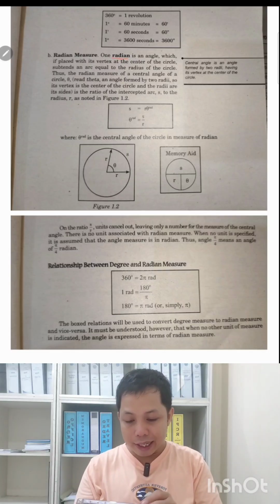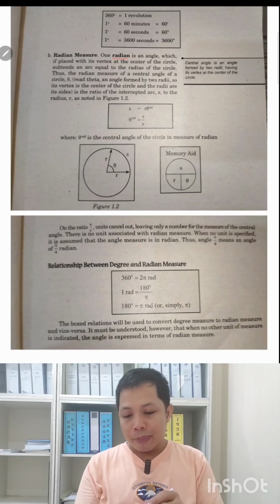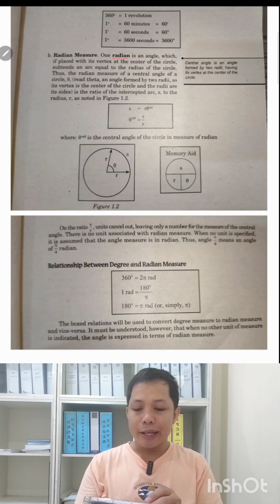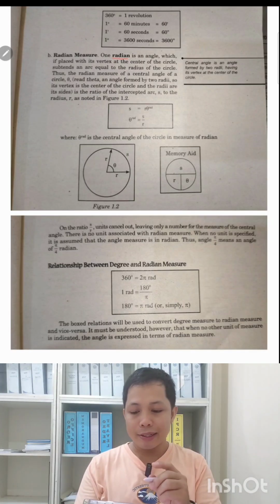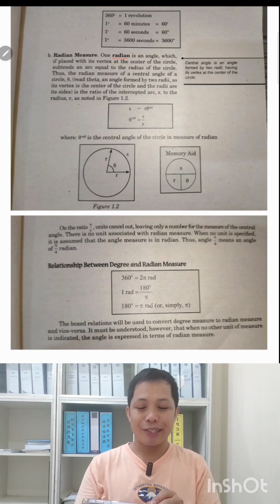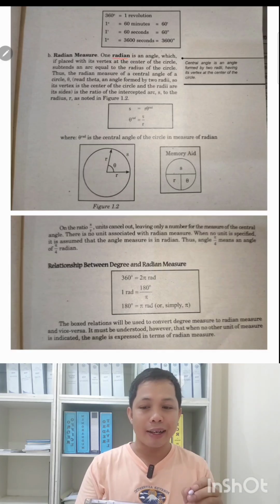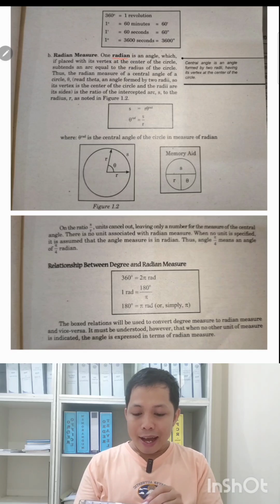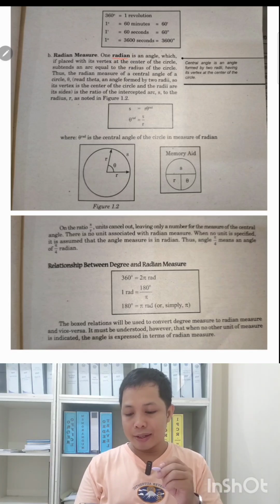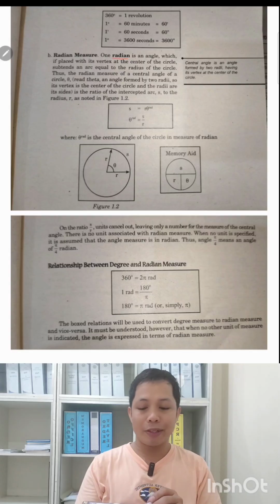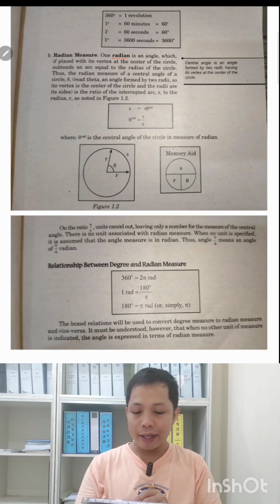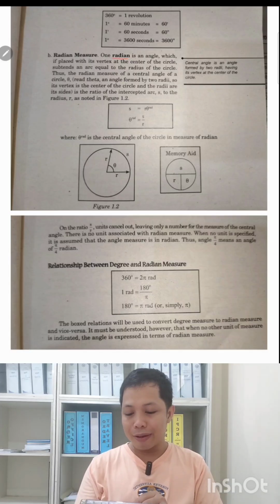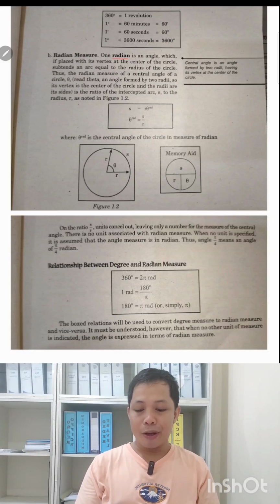1 radian is an angle which, if placed with its vertex at the center of the circle, subtends an arc equal to the radius of the circle. Thus, the radian measure of a central angle of a circle, theta, an angle formed by two radii, so its vertex is the center of the circle, and the radii are its sides, is the ratio of the intercepted arc S to the radius R as noted in figure 1.2.